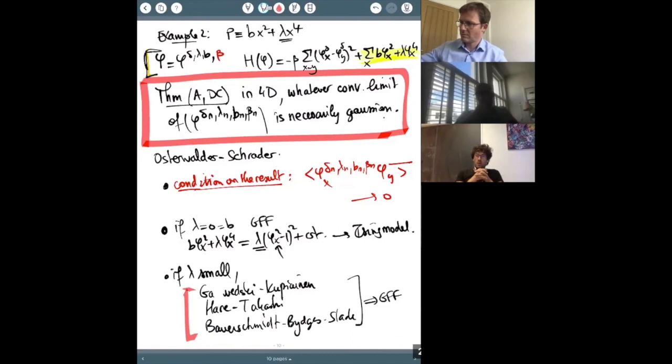So one thing I wanted to ask with the OS axioms is the limiting Gaussian distribution you get. I know you don't know anything about the covariance, but do you know that it's reflection positive or not? Yes. Okay. That I think is surviving the limit, yeah.